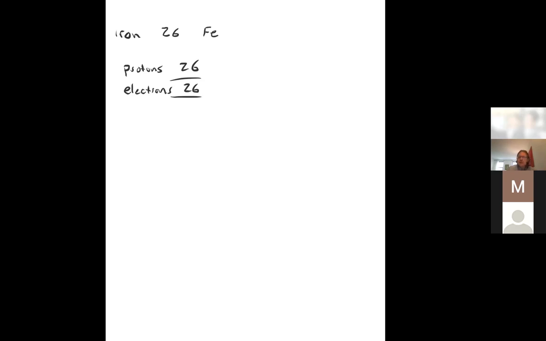Here we go. Let's take a look at that. Okay, so now to get the number of neutrons, as I said, you need another piece of information. We need one more piece of information to answer that. And for that, we have to deal with something called isotopes.